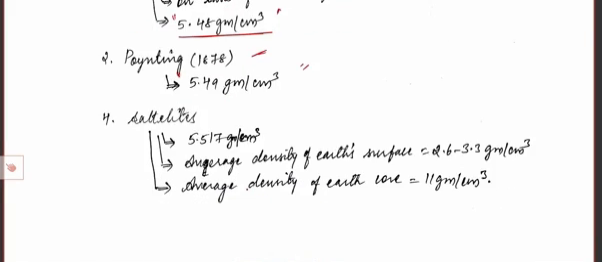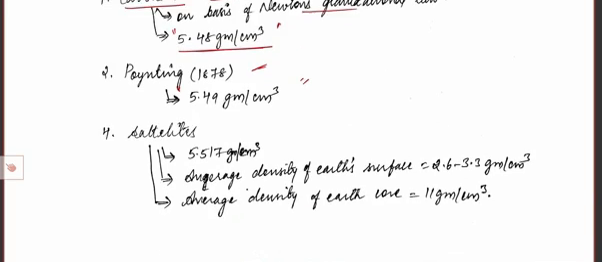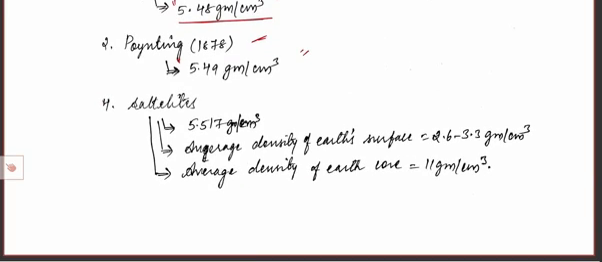And in the present day, with the help of satellites, we came to know that the average density of the earth is around 5.1517 grams per centimeter cube. Average density of earth's surface, which is the crustal area, is 2.6 to 3.3 grams per centimeter cube. Average density of the core is 11 grams per centimeter cube.